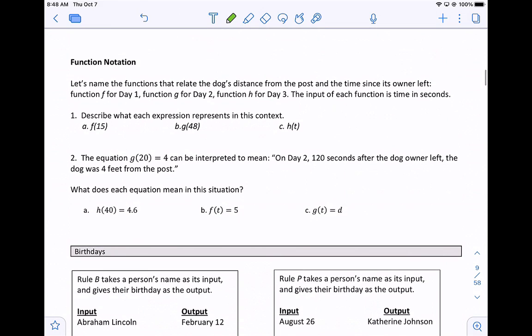So for function notation, here's the intro. Let's name the functions that relate the dog's distance from the post and the time since its owner left. So we're going to call the function f for day 1, g for day 2, and h for day 3. The input of each function is the time. Okay, so the input, the thing in the parentheses, is the time. Describe what each function represents.